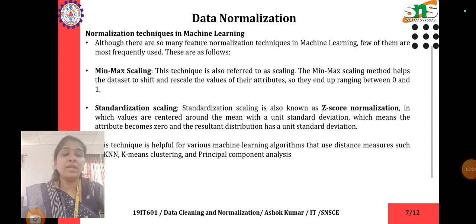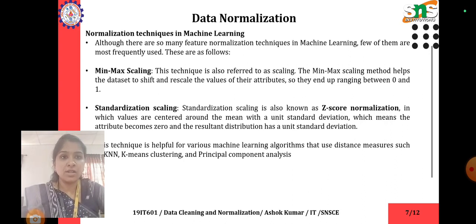Although there are many feature normalization techniques in machine learning, a few of them are most frequently used. These are as follows. Min-max scaling. This technique is also referred to as scaling. The min-max scaling method helps the data set to shift and rescale the values of their attributes so they end up ranging between 0 and 1. Standardization scaling is also known as Z-score normalization, in which values are centered around the mean with a unit standard deviation, which means the attribute mean becomes 0 and the resultant distribution has a unit standard deviation.